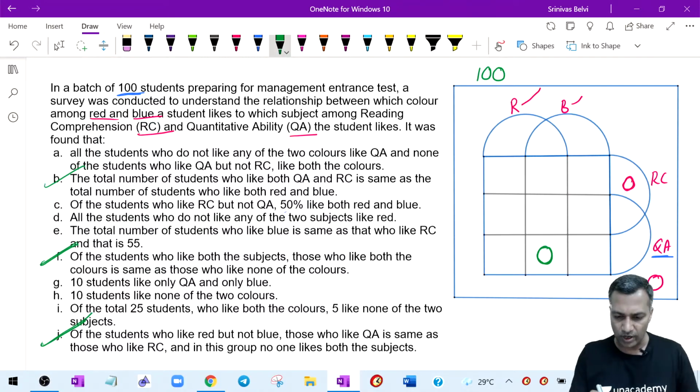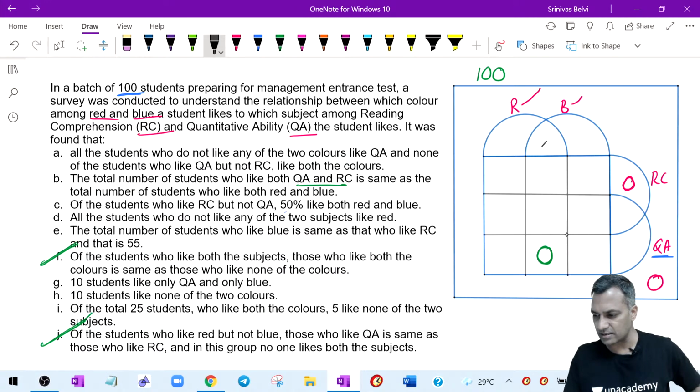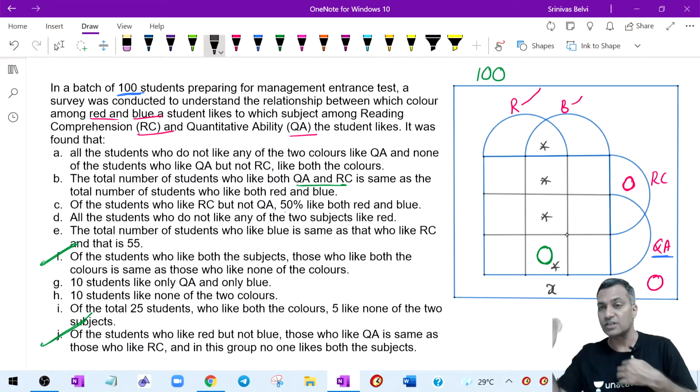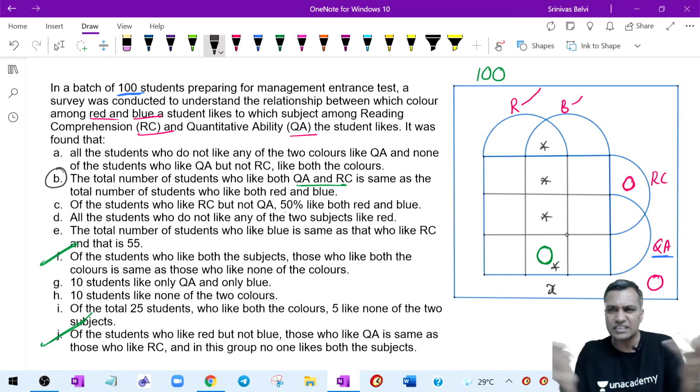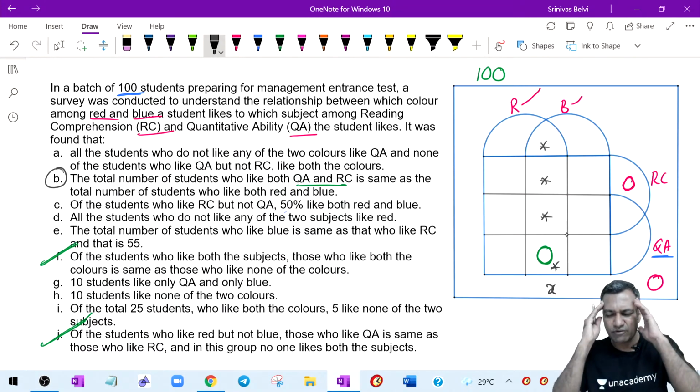Okay, so now let's go to one of the statements. Let's try and understand: the total number of students who like both QA and RC is the same as the total number of students who like red and blue. Listen, what is the meaning of this sentence? The meaning is the sum of this. These are the people who like both red and blue. If this is X, these are the four stars, and the four stars put together are X. I'm just talking about this because it's a generic statement. When you read this, you don't have to say anything, but you have to understand that there is some information flowing there.